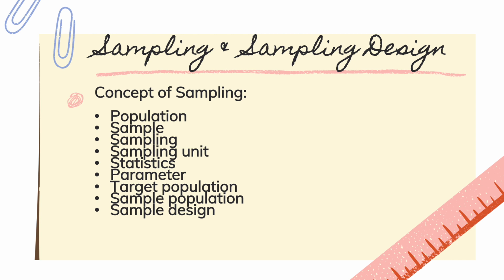So, let's start with the first term, population. Population means the total of items about which our information is desired. It can be classified into two categories. Population can be finite and infinite. The population is said to be finite if it consists of a fixed number of elements so that it is possible to enumerate in its totality.